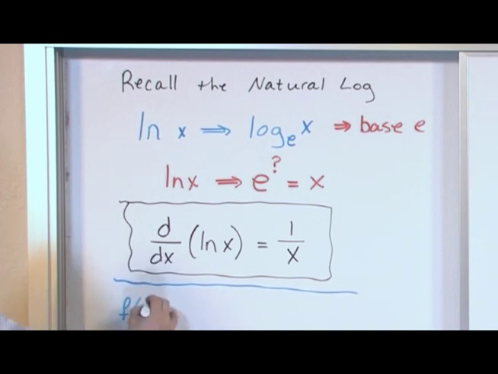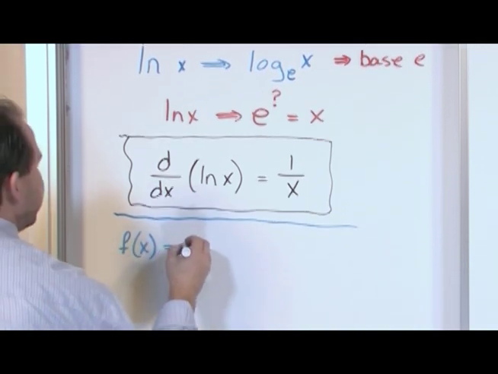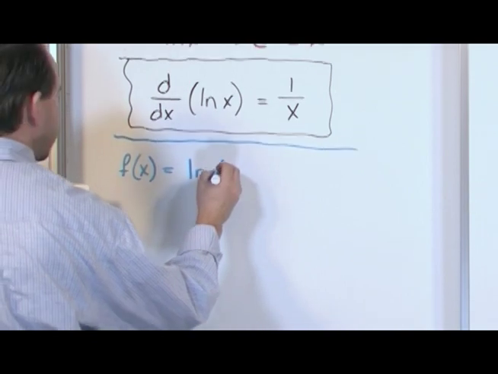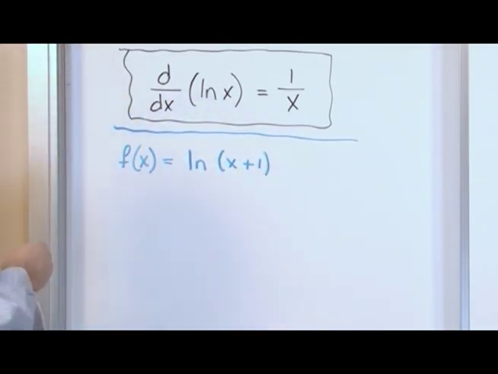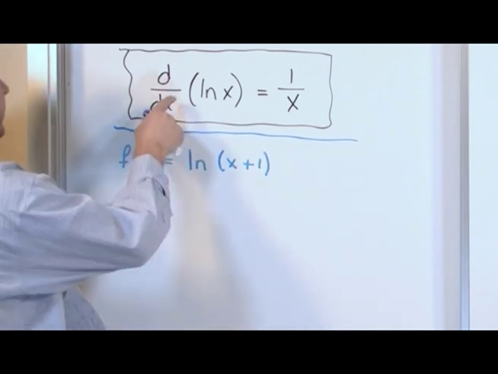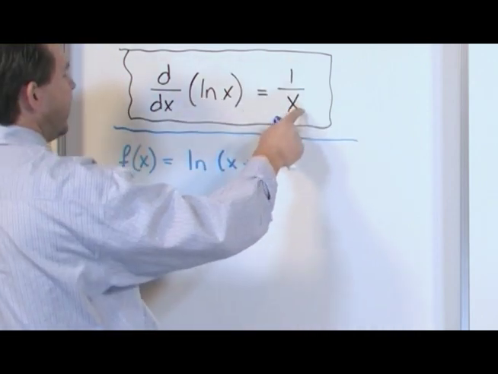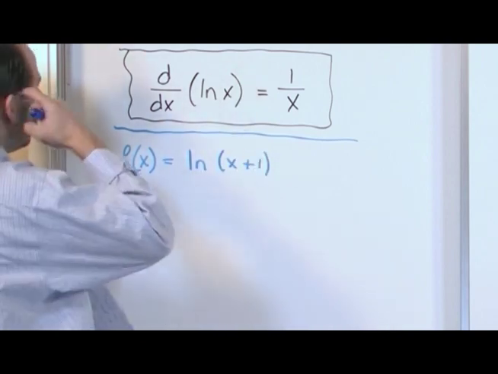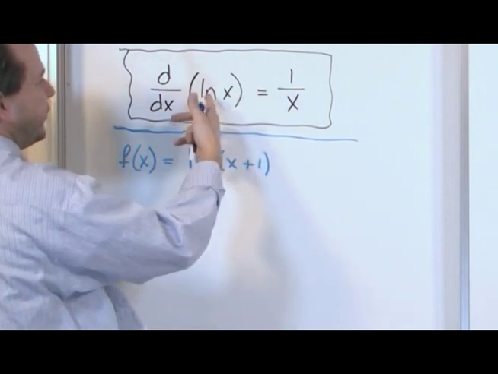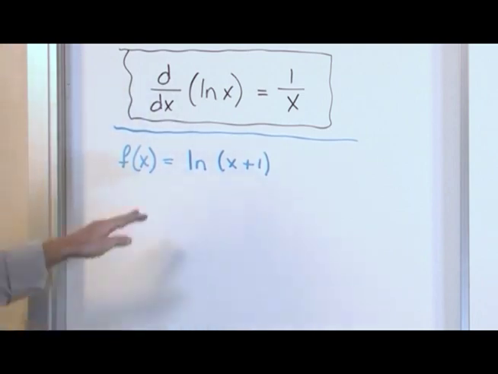Let's say you have a function f of x, and it's equal to the natural log of x plus 1. Now you see what I've done here. It's a little bit of a bait and switch. I told you the derivative of natural log is 1 over x, and the problem I'm giving you here is not really the same, obviously, because that is so easy. Anybody could just spit that out. But what do you do with this?